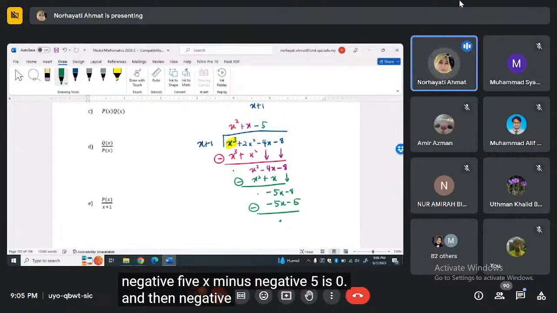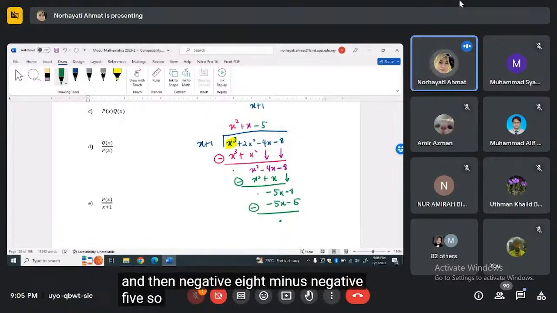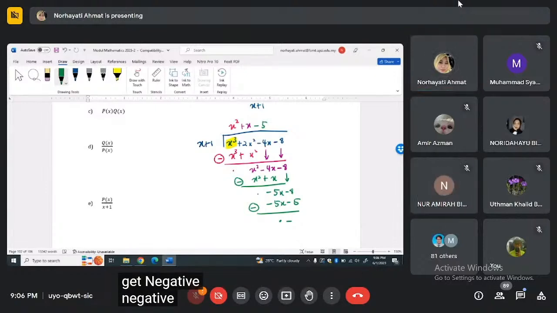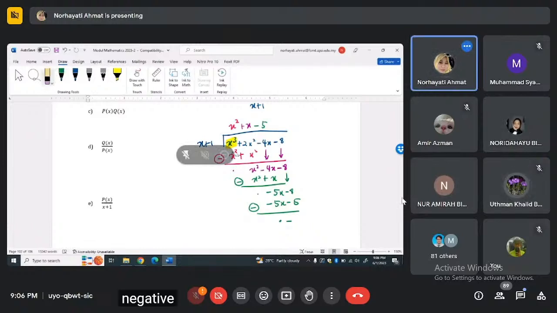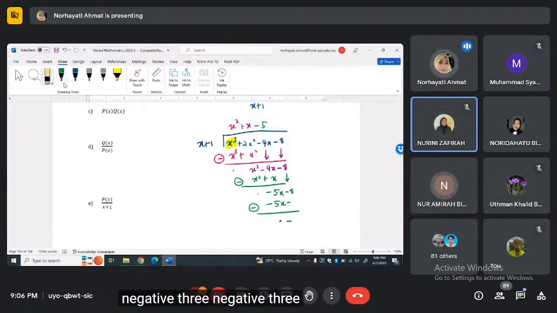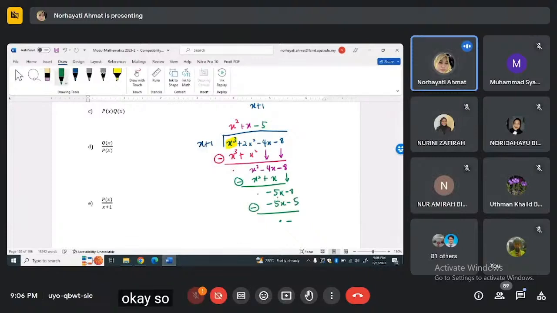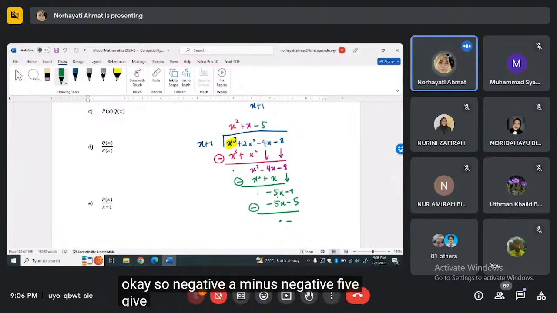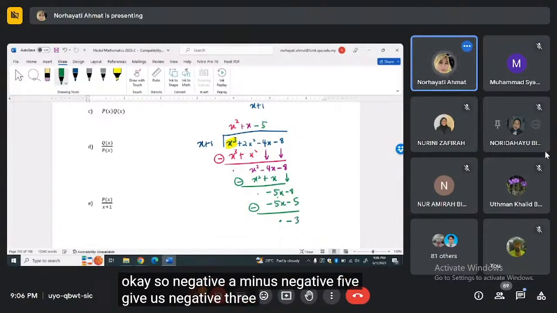And then negative 8 minus negative 5. So negative 8 plus 5. We get negative 2. Maybe it was my handwriting earlier. Negative 3. Okay, so negative 8 minus negative 5 gives us negative 3. So what is the answer?